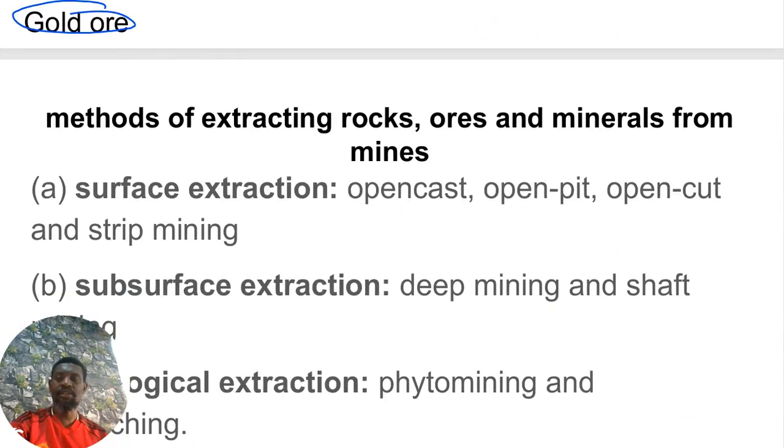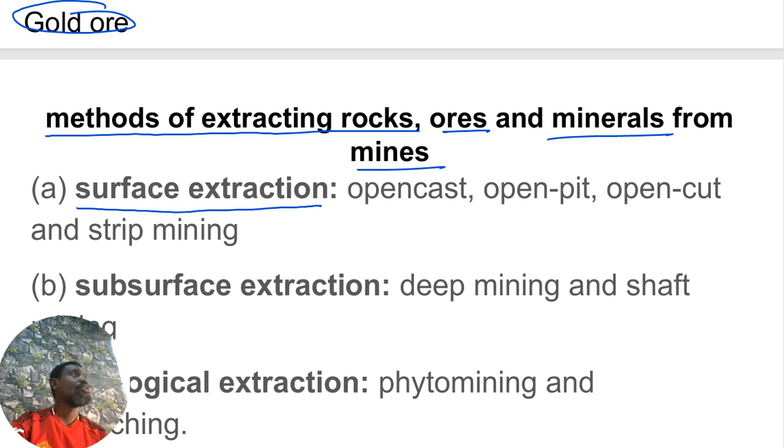Now, what are the methods of extracting rocks, ores and minerals from the mines? There are three different methods, and this new syllabus added one more method. The first method is still the same: surface extraction of rocks and minerals. The patterns involved in surface extraction are open cast, open pit, open cut and strip mining. Note, you don't really need to know the difference between them individually, but you should know that they are all examples of surface mining.